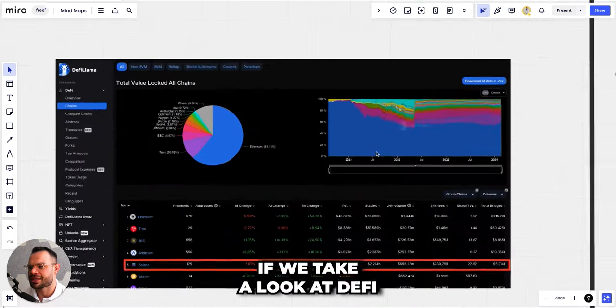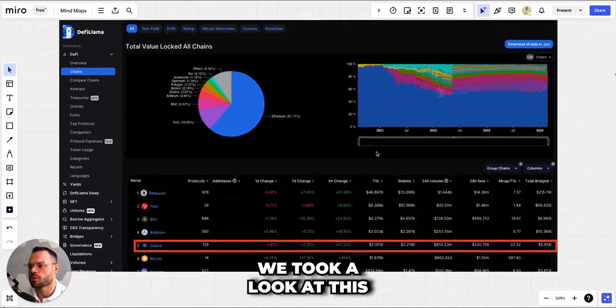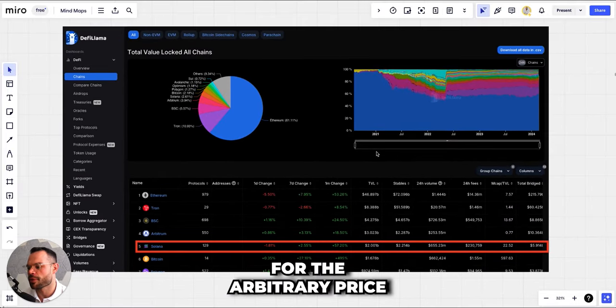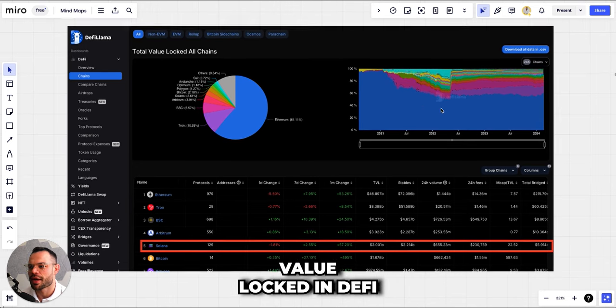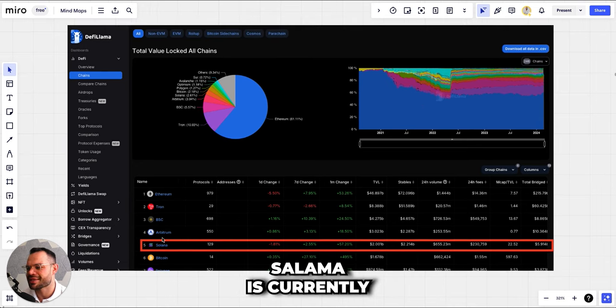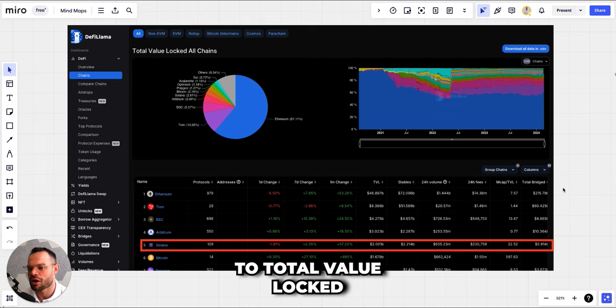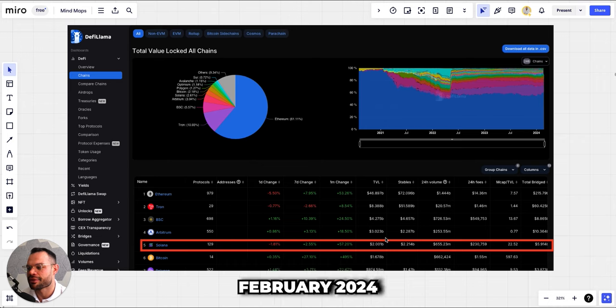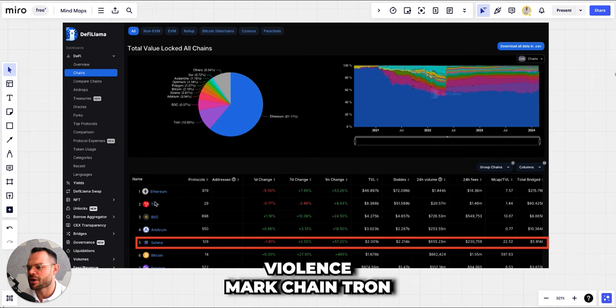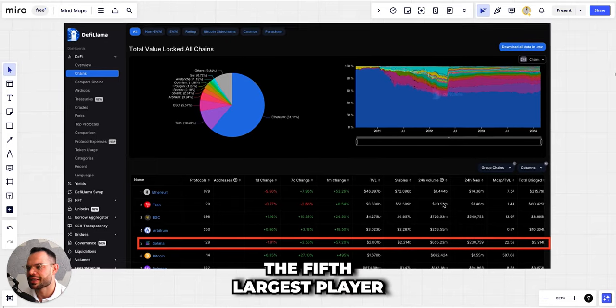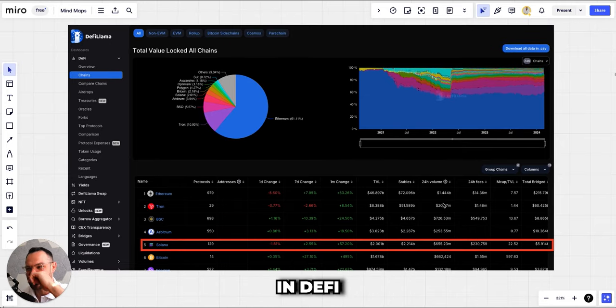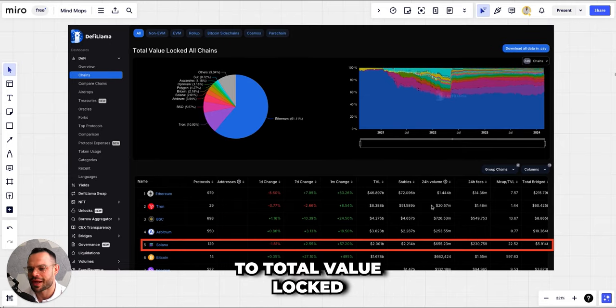If we take a look at DeFi in particular, we took a look at this in our other video for the Arbitrum price prediction as well, but when we look at total value locked in DeFi by all chains, Solana is currently sitting at number 5 when it comes to total value locked, with about $2 billion in total value locked here at the end of February 2024. It is behind Arbitrum, Binance Smart Chain, Tron, and Ethereum, so currently the 5th largest player in DeFi when it comes to total value locked.